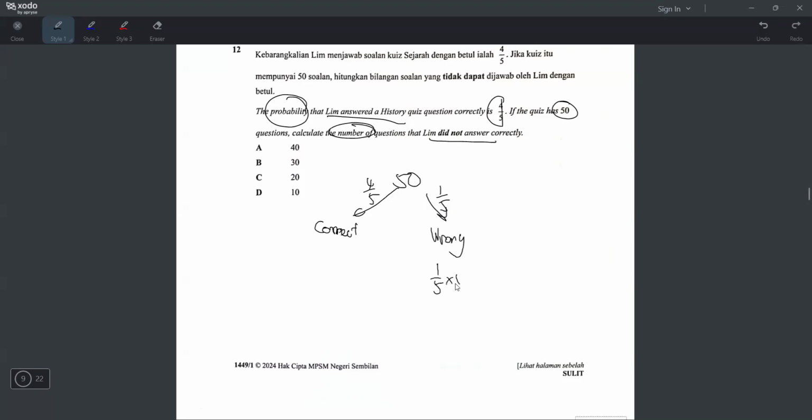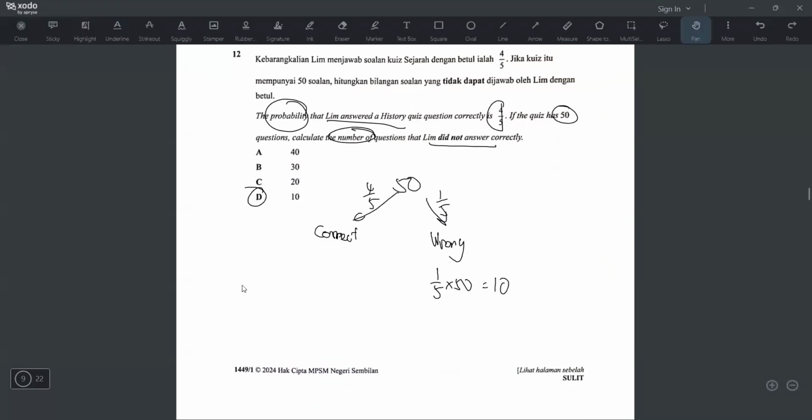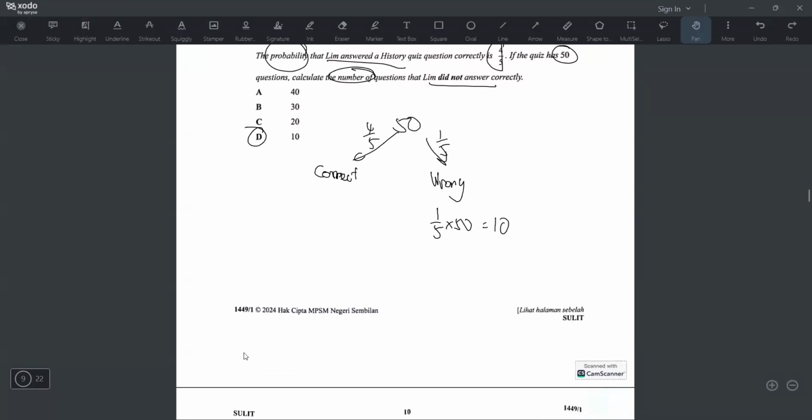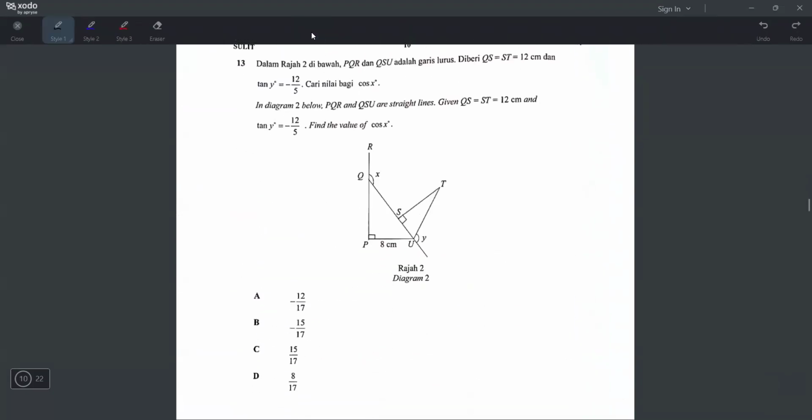So 1 over 5 times 50, you will get 10, and that's the answer. Okay. This one is very easy lah. Nothing else to explain here. Okay, number 13 is a trigonometry question from chapter 5.